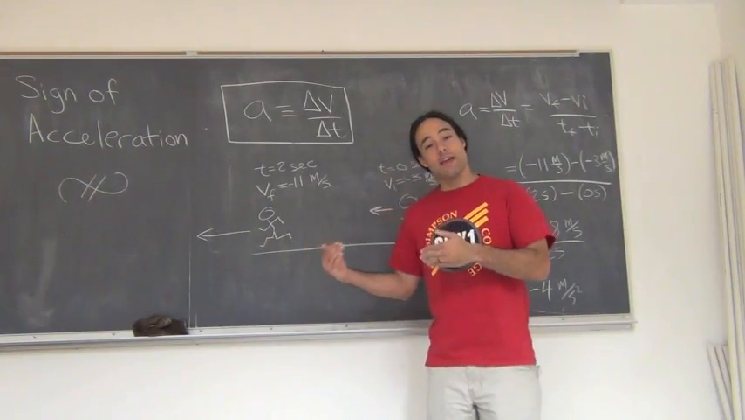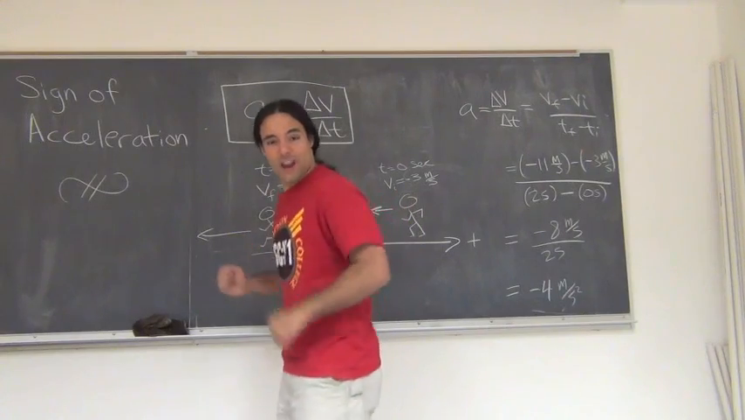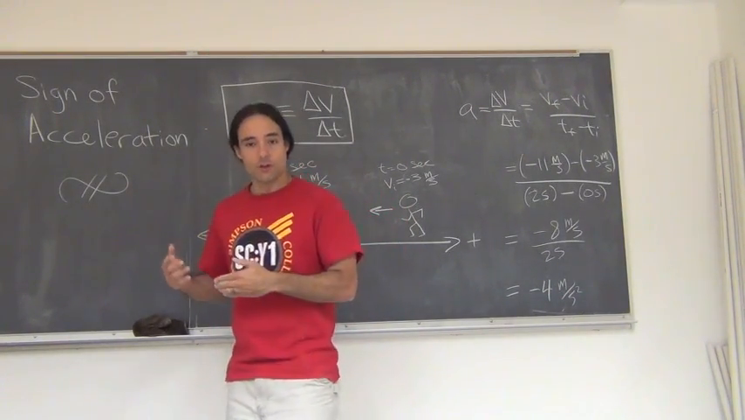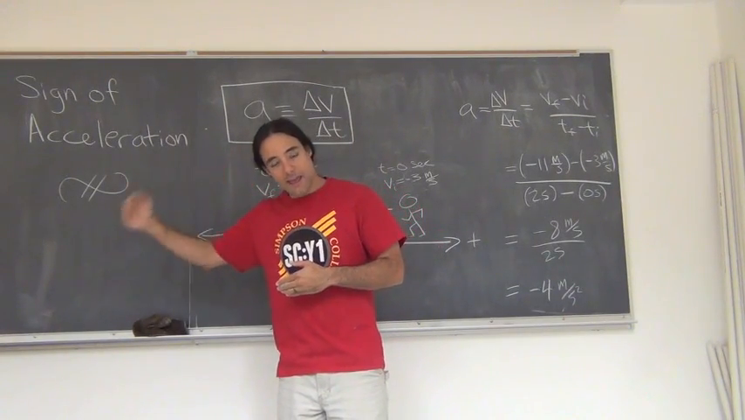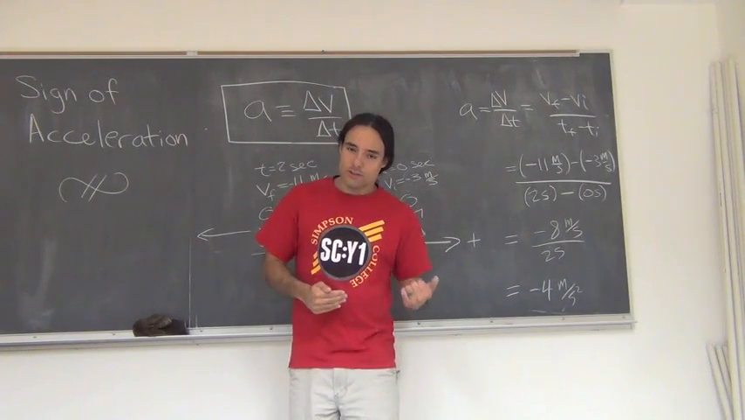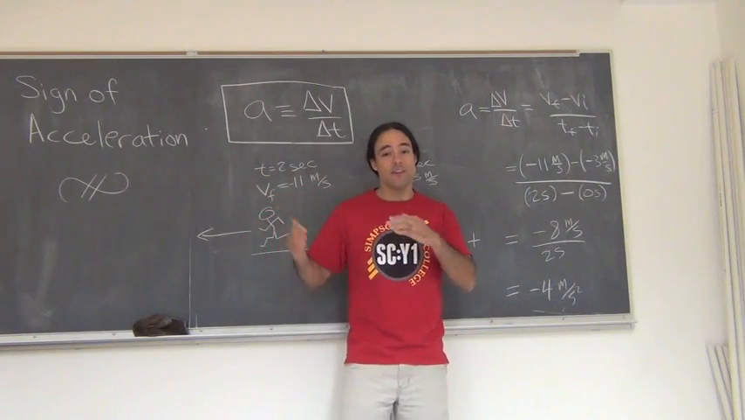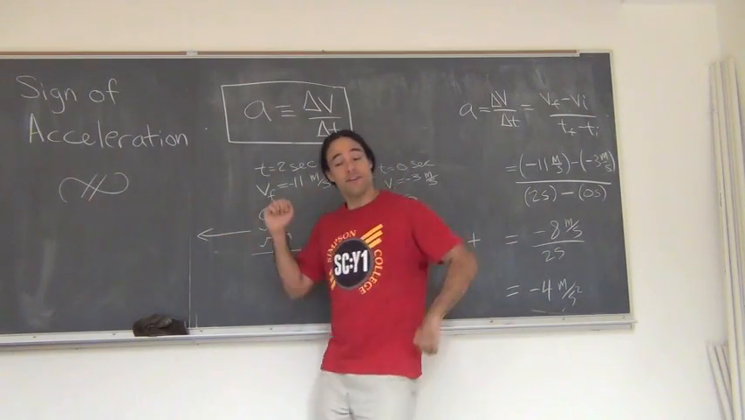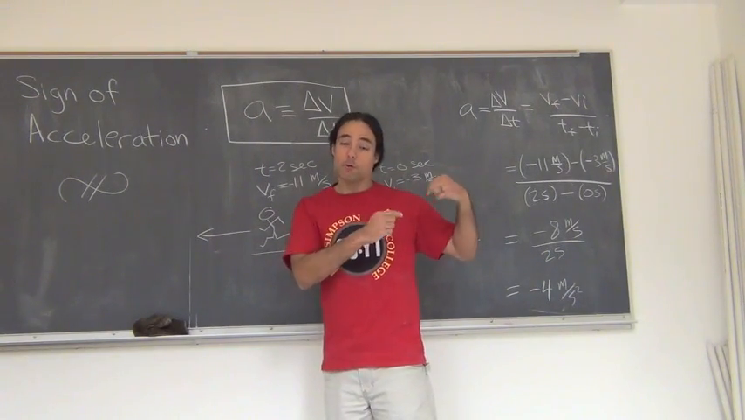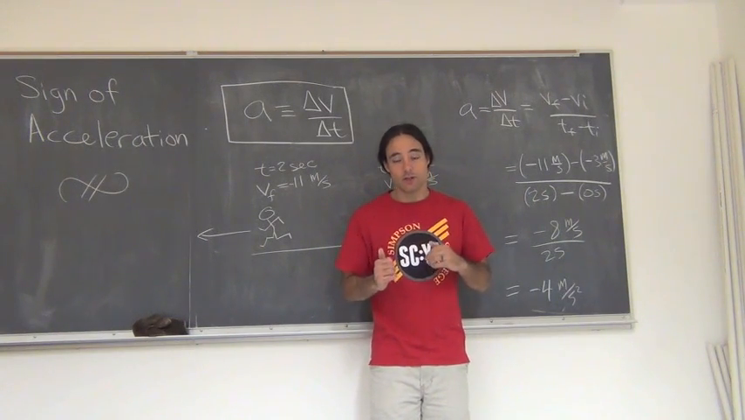However, let's say I started with a negative velocity. So let's say I'm going negative 10 meters per second. I'm going in the negative direction really, really fast. However, let's say I'm slowing down in the negative direction. So I go from negative 10 meters per second to negative 1 meter per second. Well, I've slowed down, so I'm decelerating, but my acceleration is positive because my negative 10 meters per second became negative 1 meter per second. So I have become closer to the positive end of the spectrum. That's what the sign of acceleration means.